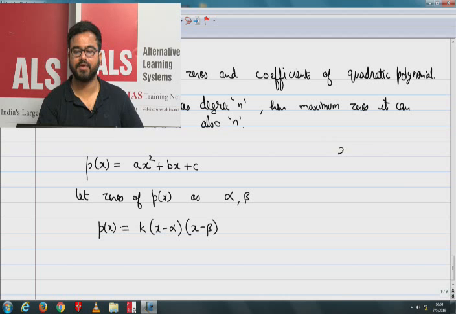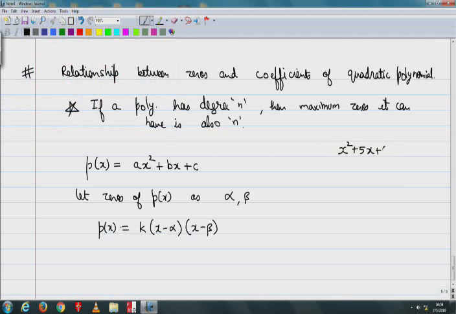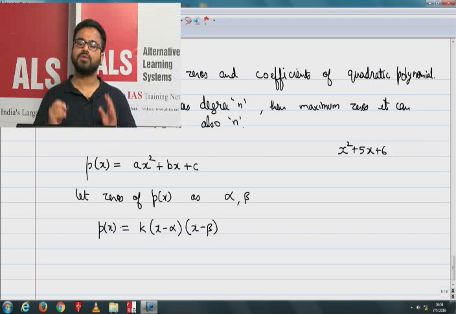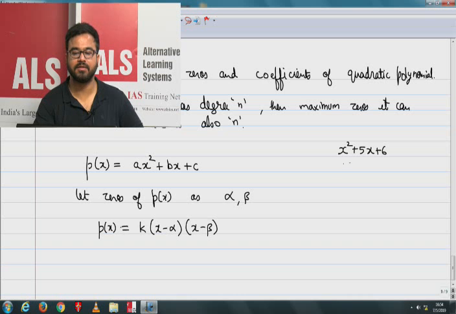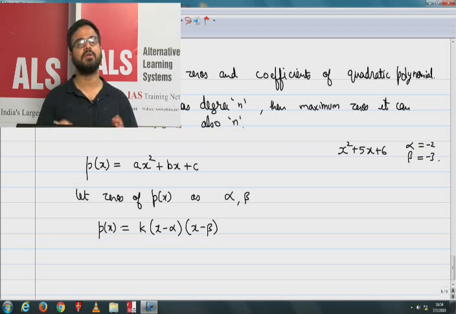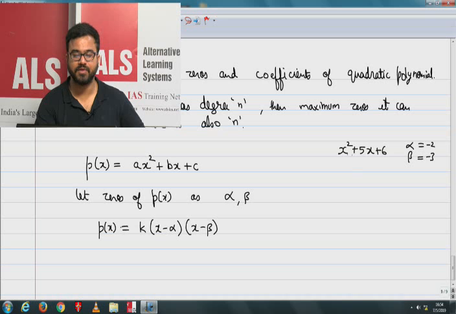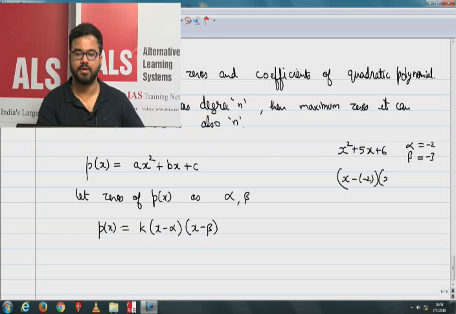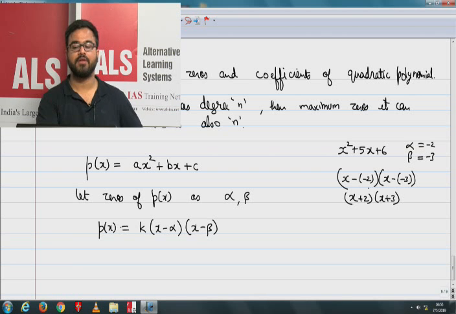Like if we take x square plus 5x plus 6, the same example, you know that the zeros of that one are minus 2 and minus 3. So let's say alpha and beta are minus 2 and minus 3, which are the zeros of this quadratic polynomial, which we have already studied. We can factorize this one as (x minus of minus 2) (x minus of minus 3). Then only we will get (x plus 2) into (x plus 3). So if alpha and beta are the zeros, we can factor the polynomial as (x minus alpha) and (x minus beta).